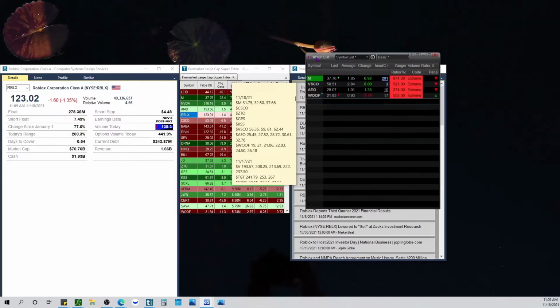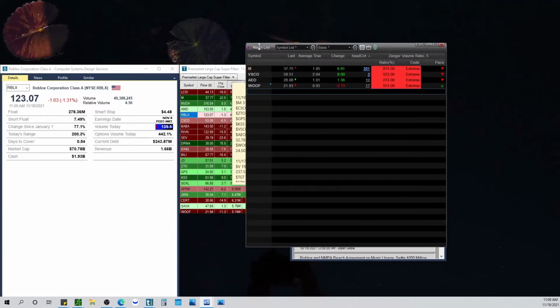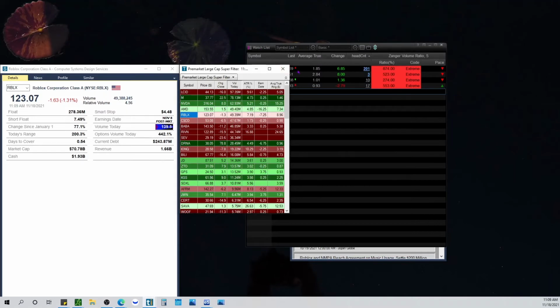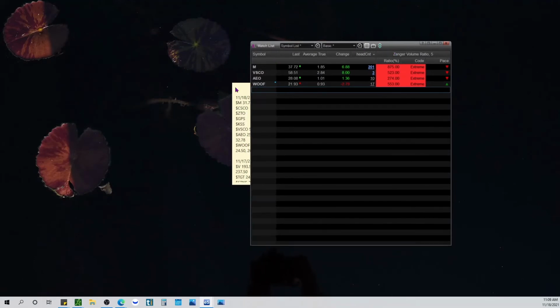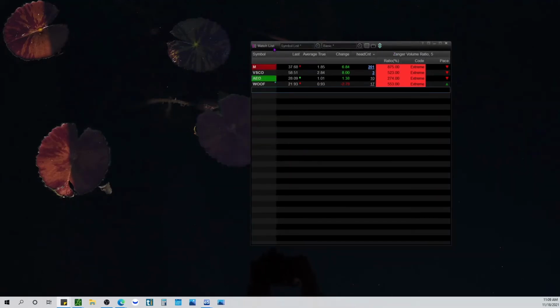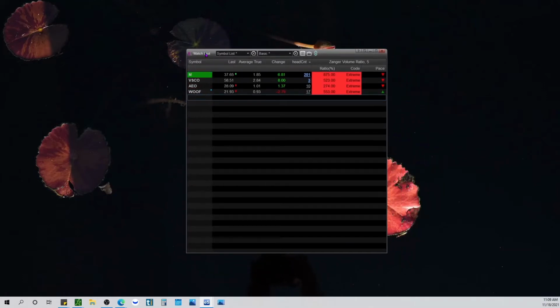So I dropped these in the watch list, and let me tell you about my watch list. This is from eSignal, so I can get rid of Trade Ideas now. I'll just close that out. Here's my watch list, a feature on eSignal that is really helpful. I put the symbols here. I have the last price, the average true range. It shows me the change, and the headline count, which is pretty cool.